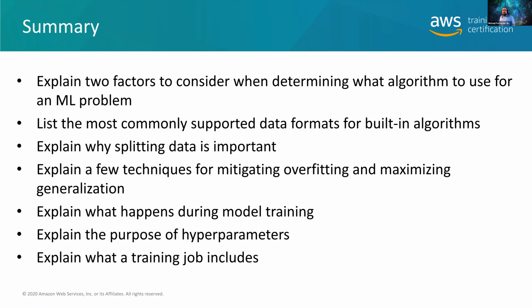So the summary here is that you want basically two factors to consider when determining which algorithm. What are the two factors? What's the business problem, and then what's the ML problem that you're trying to solve? Is it classification, regression, recommendation, topic modeling, embedding? Are you detecting anomalies? What algorithms are you going to use?